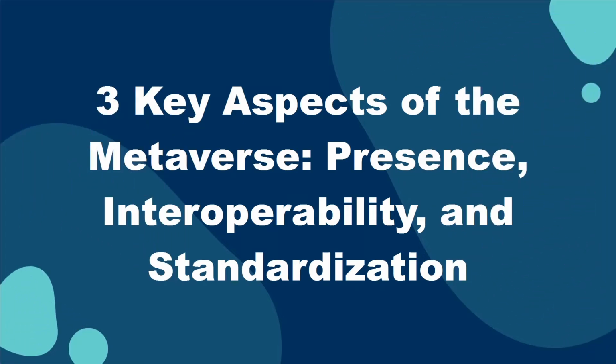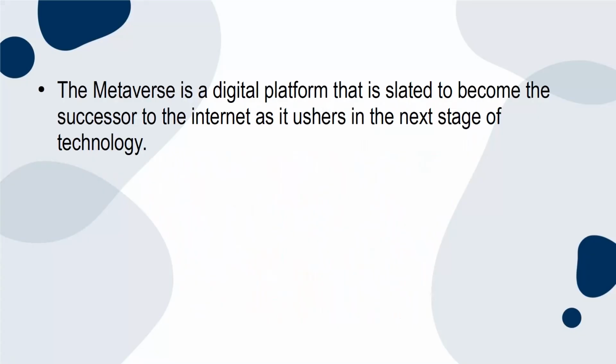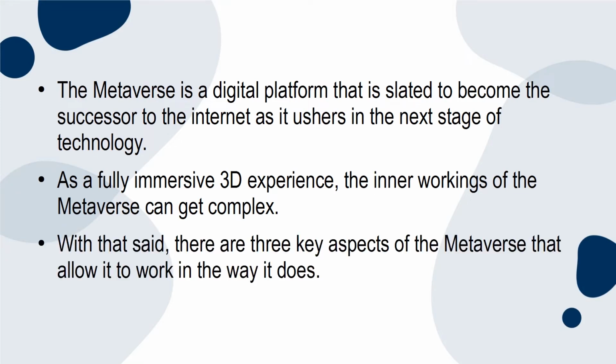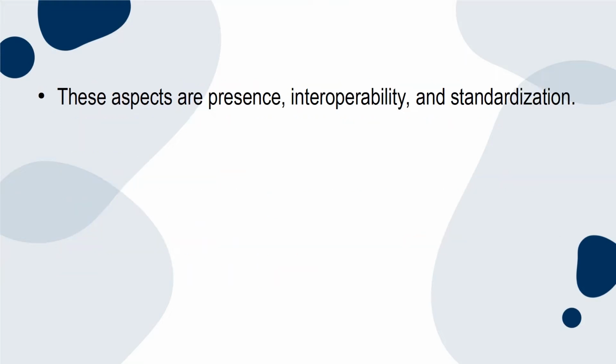Three key aspects of the metaverse: presence, interoperability, and standardization. The metaverse is a digital platform that is slated to become the successor to the internet as it ushers in the next stage of technology. As a fully immersible 3D experience, the inner workings of the metaverse can get complex. With that said, there are three key aspects of the metaverse that allow it to work in the way it does. These aspects are presence, interoperability, and standardization.